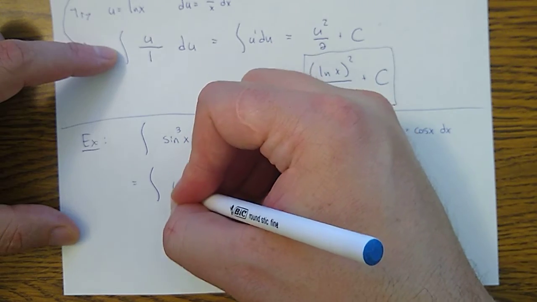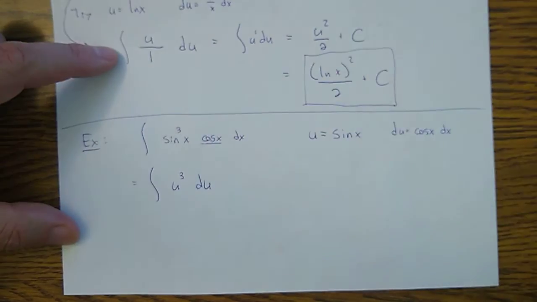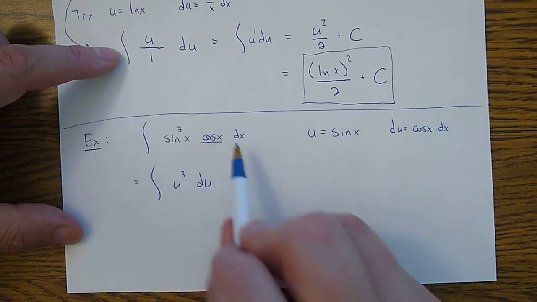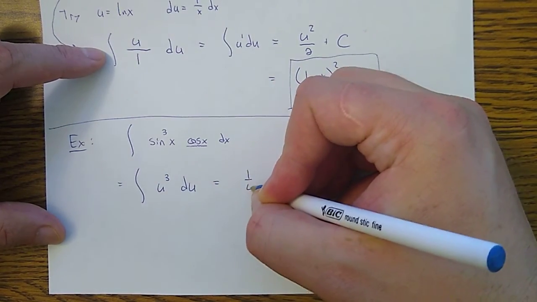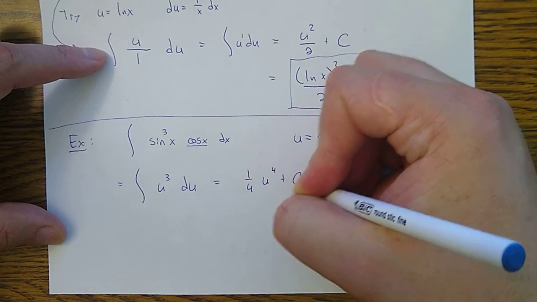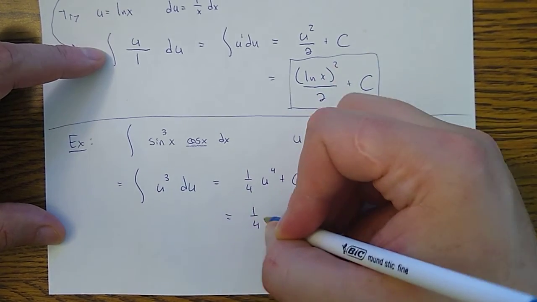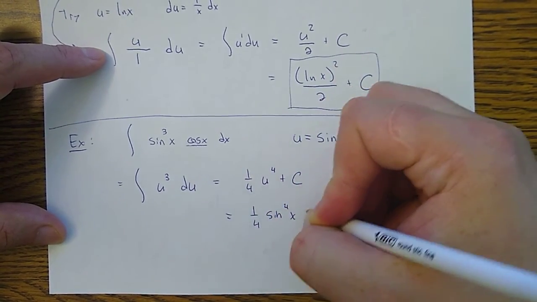So this is just u cubed du, because cosine x dx was all just du. So that's 1/4 u to the 4th plus c. So that's 1/4 sine to the 4th x plus c.